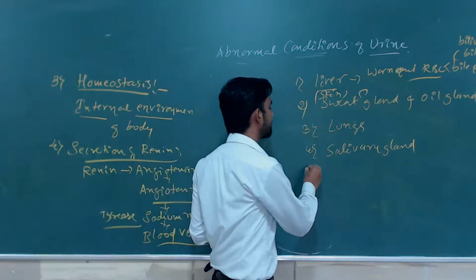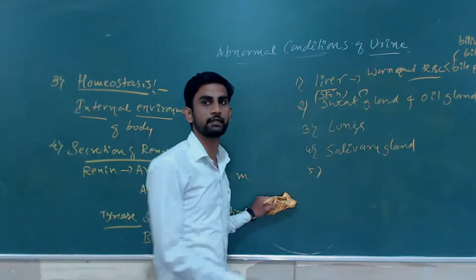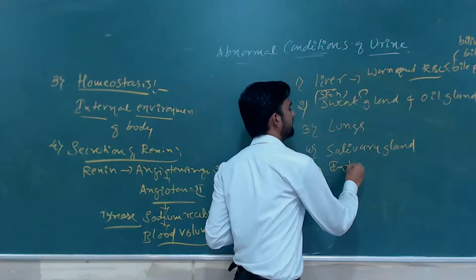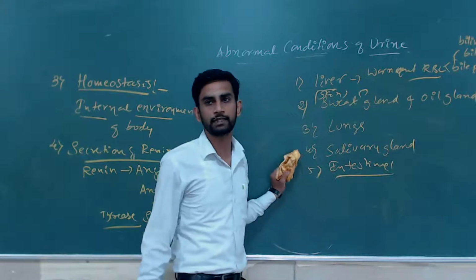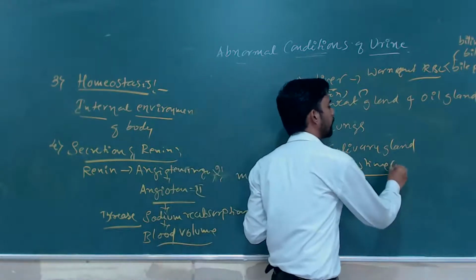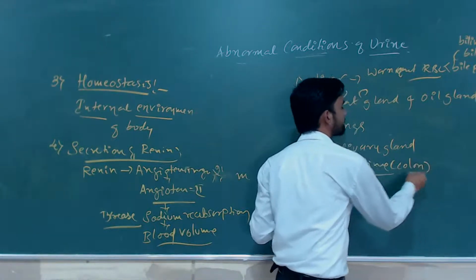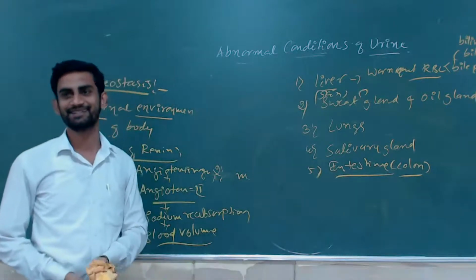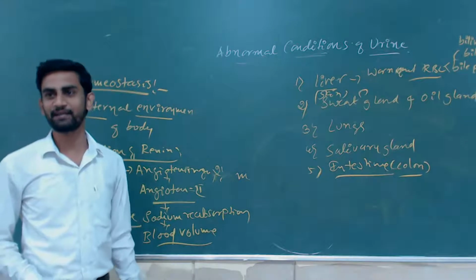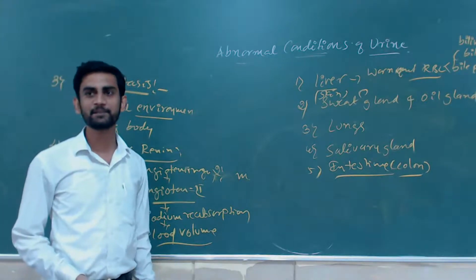And among other excretory organs you can also consider the intestine. Why the intestine? Especially, the intestine means small and large both will come. Which one should we take? Colon. Colon comes under the large and small intestine. Colon is a small part of the small intestine.